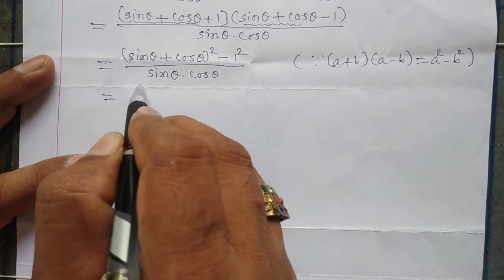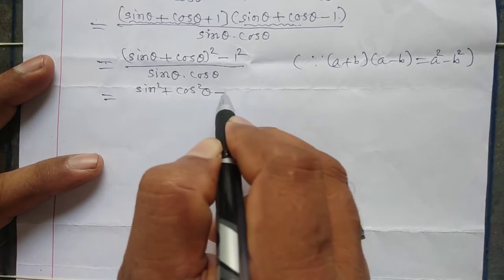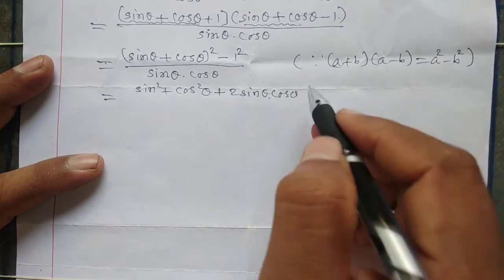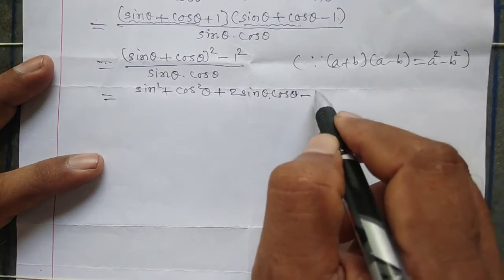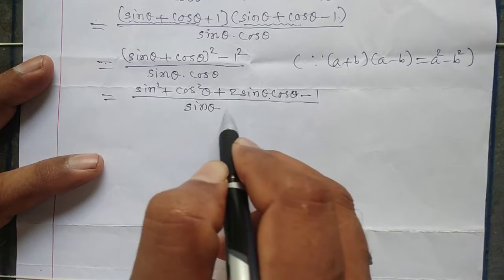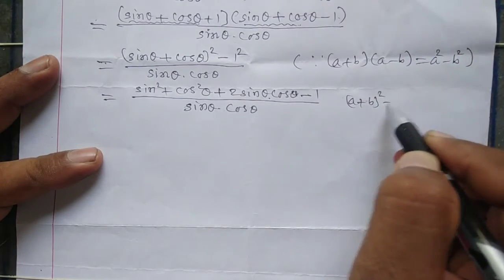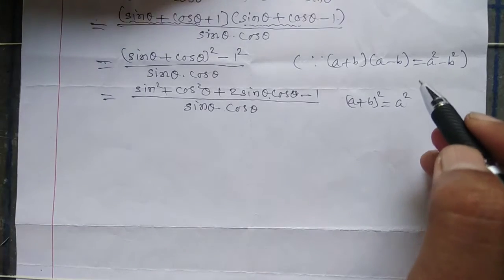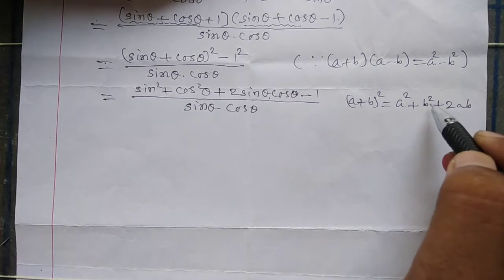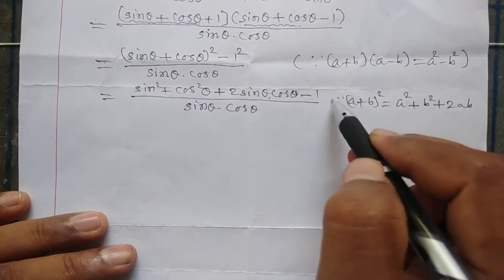So sin square theta plus cos square theta plus 2 sin theta cos theta minus 1 square by sin theta cos theta. Here I expanded like this, a plus b whole square form, a square plus b square plus 2ab. I have written b square last term in second position. You try to understand this.